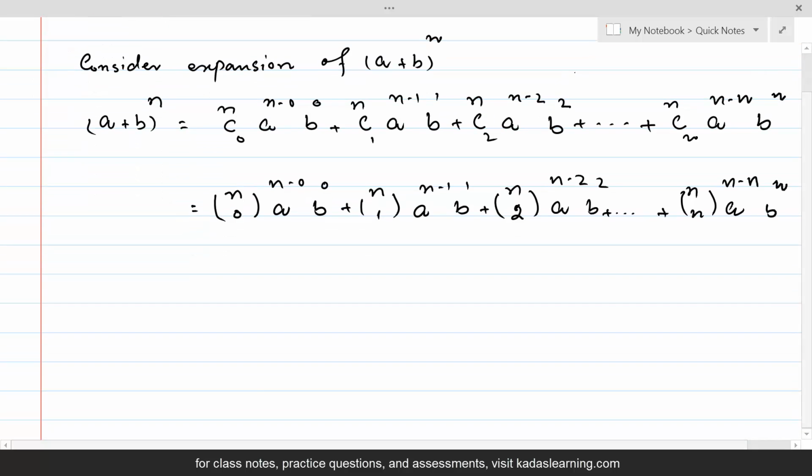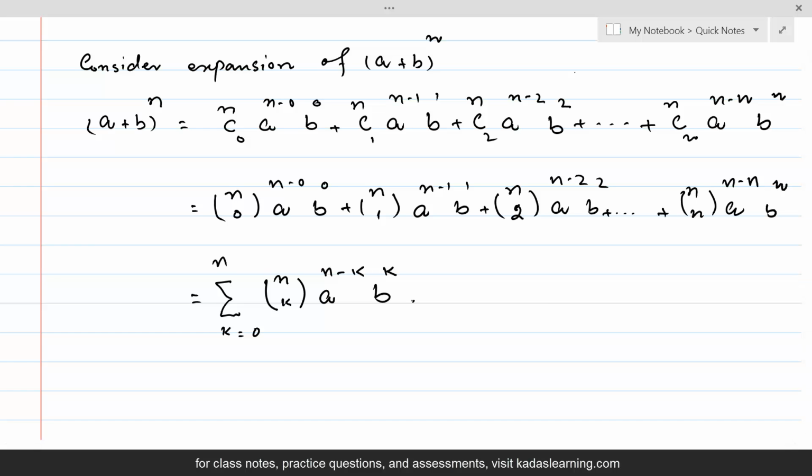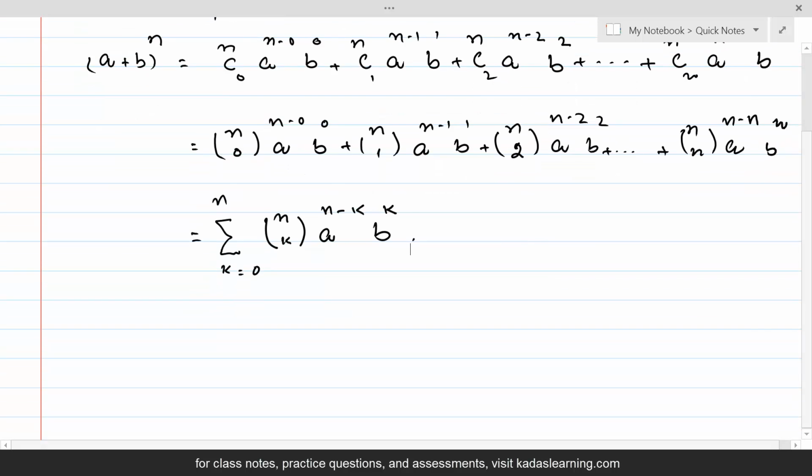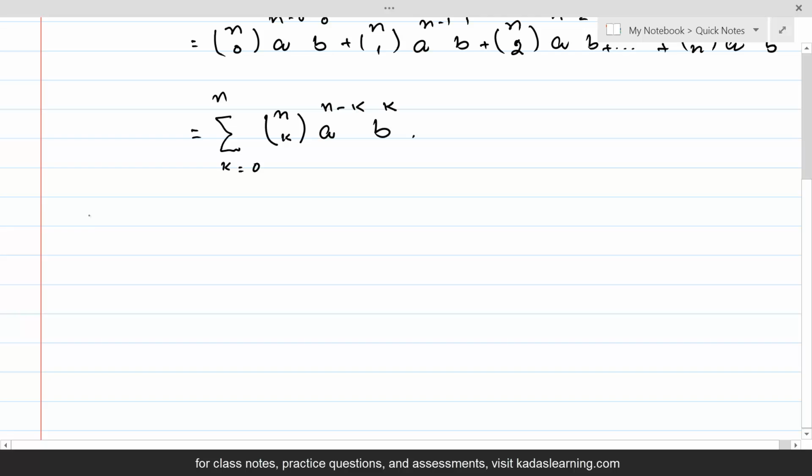Or we can even use the summation notation, and in that way we can write it as summation k is equal to 0 to n, nCk a power n minus k b power k. This is usually the way we will see the binomial expansion of any binomial expression. Let's take a look at the index. The index in this expression is n.